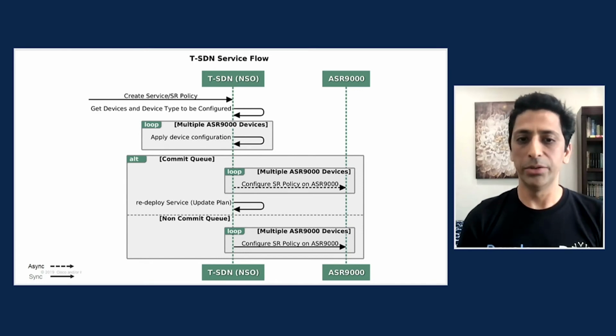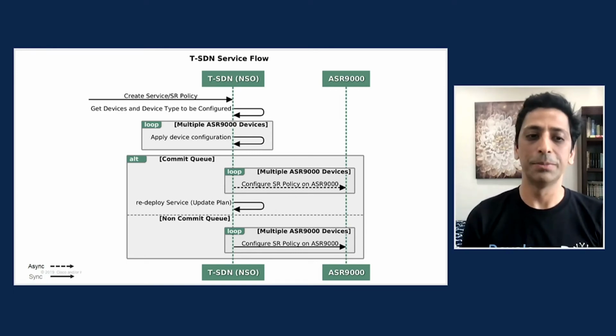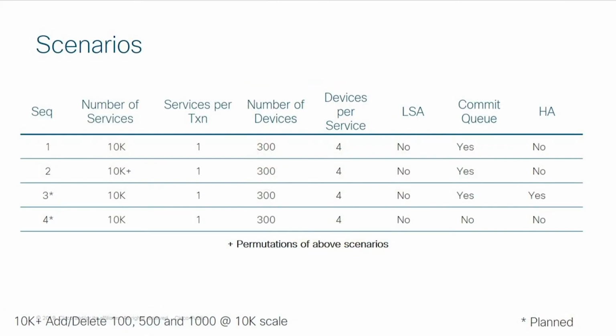If you look at traditional non-commit queue use case, the policy push is going to be part of the bigger commit, whereas in commit queue, the commit returns sooner, and you can start more things in parallel, and that's how it helps. Like how we saw for NFVO, there are different scenarios that we picked up. Again, most commonly used options is what we kickstarted with. So you can see number of services, services per transaction, number of devices used, and devices per service.